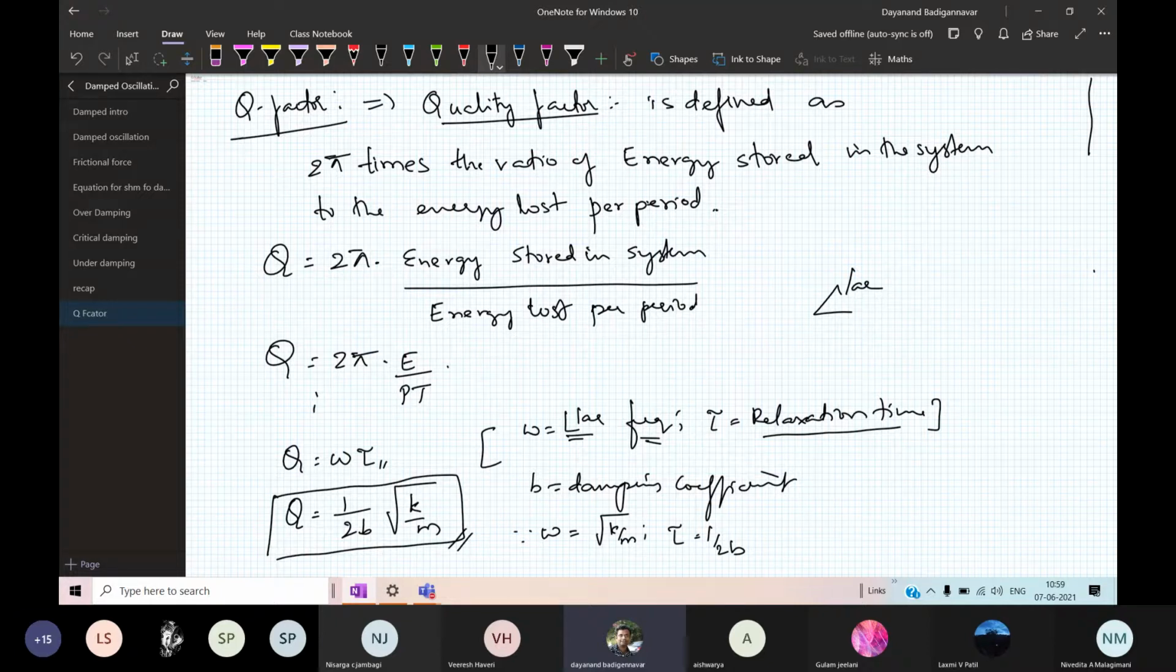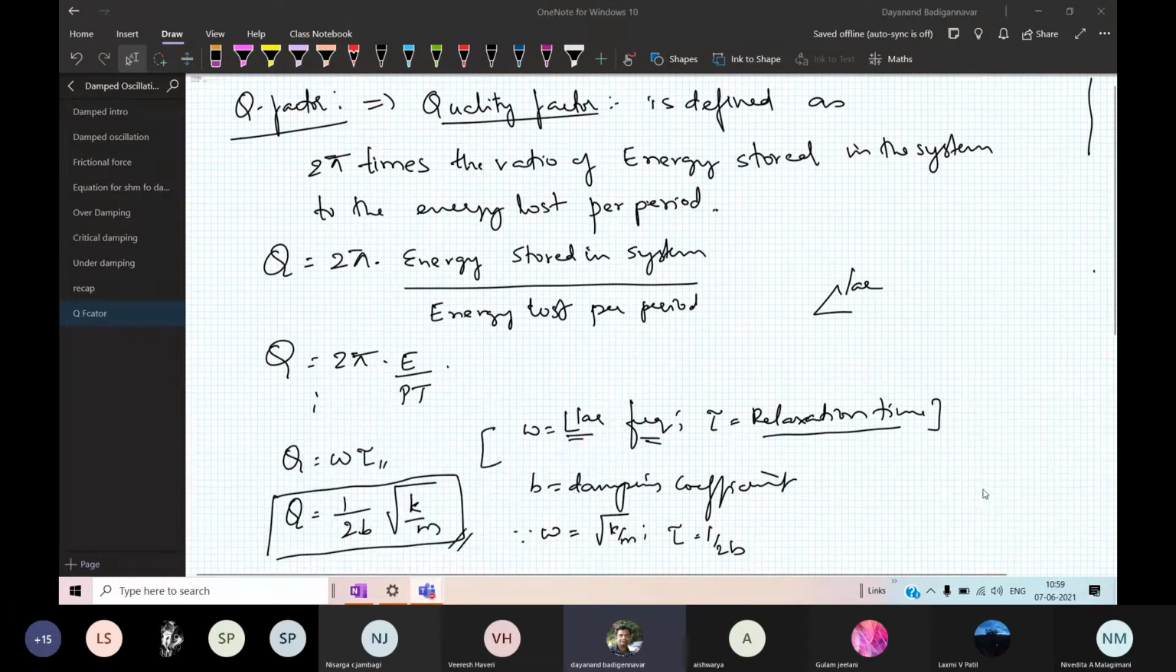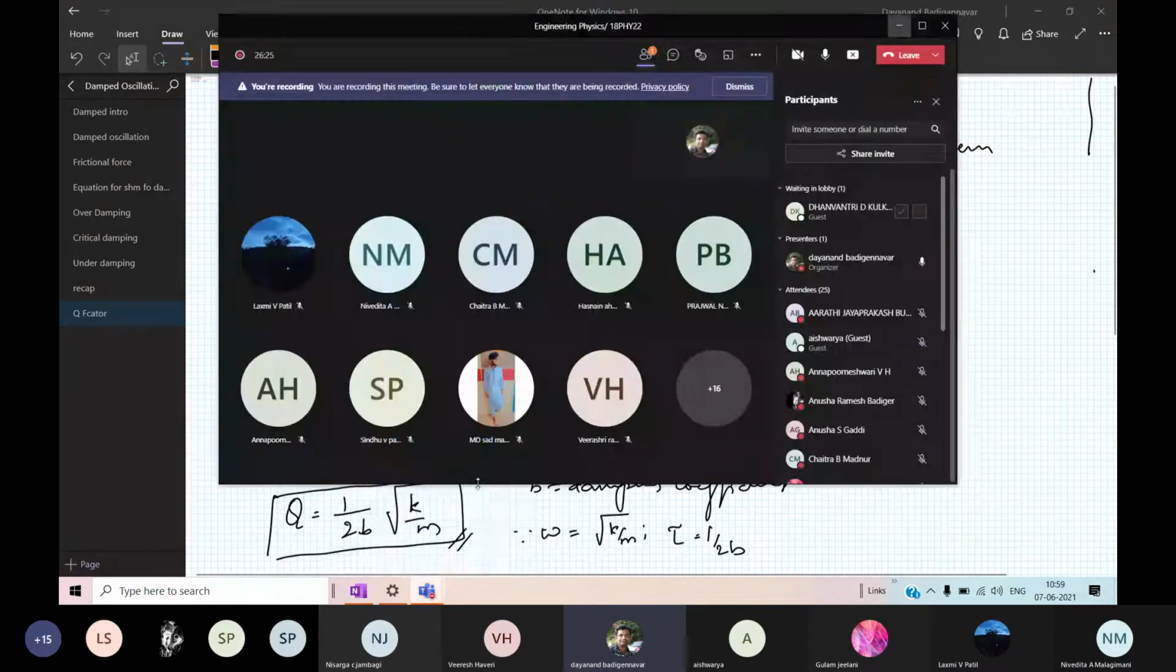With this, we shall go to the next part of the syllabus, that is nothing but the forced oscillations. Let's go for the next one. It is a very important topic, forced oscillations.